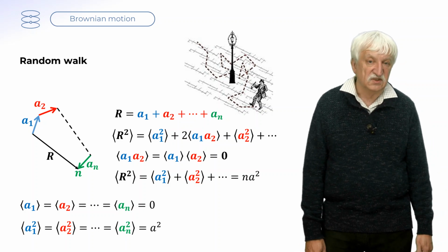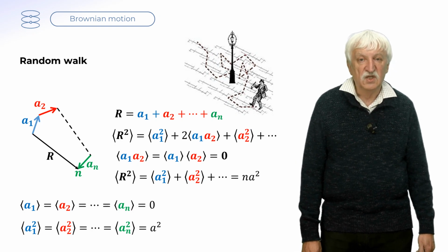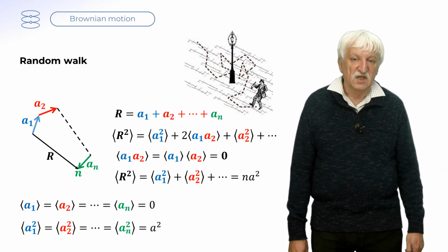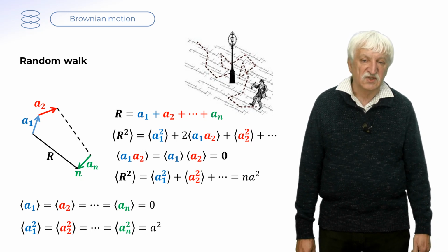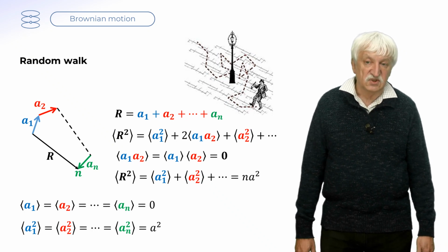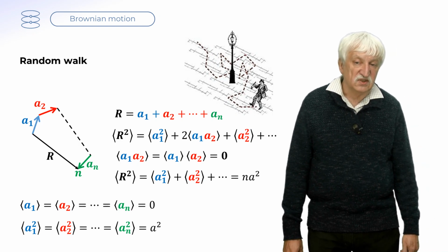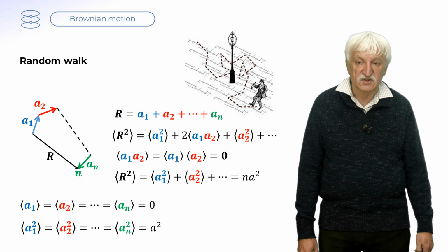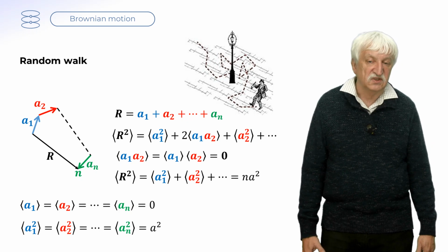It can be considered as the motion of the drunken man, who is in the right corner of this slide, and let A1, A2, and so on be the steps of this man. The steps are random and independent of each other. This independence means that the motion is, first of all, homogeneous, so that the average of all the steps is zero.